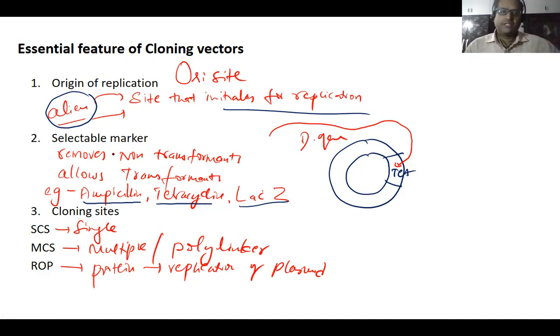So I hope so. Now this is the second point of the essential features of the cloning vectors. Now the third point is cloning sites. Cloning sites means where the desired gene has been put inside, so it has to develop into a clone, or the multiplied, replicated kind of a replica or copy, whatever we can call it, the exact copy that has to be produced. That is the region where exactly it is produced. That is called a cloning site or recognition site.